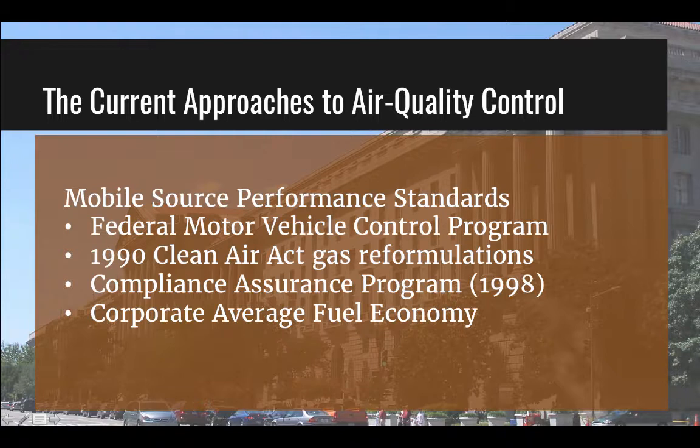In 1990, the Clean Air Act amendments required gasoline reformulations to meet tailpipe emission standards. In 1991, the EPA proposed cleaner oxygenated gasoline sales in the cities with the worst pollution. By 1995, gas had to help the goal of reduced hydrocarbons. In 1998, the Compliance Assurance Program shifted focus from new vehicles to those already in use.